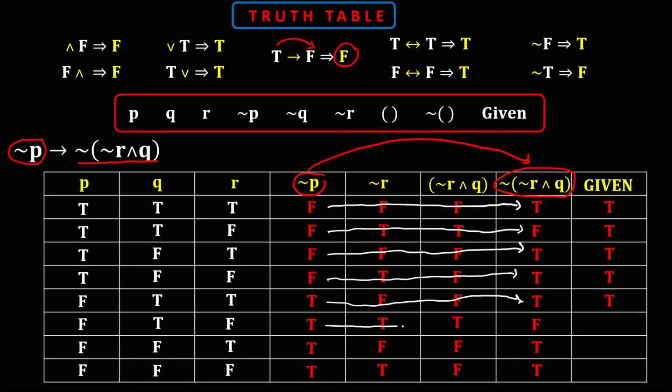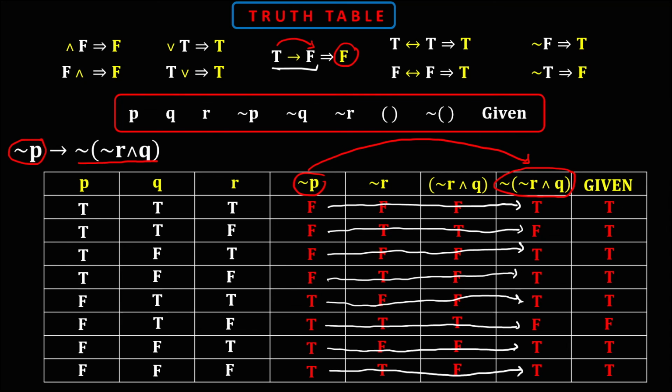Then true arrow to false, observe, true arrow to false, that's false. Then true arrow to true, this is true. And true arrow to true, this is true. So these are now the values for the last column.